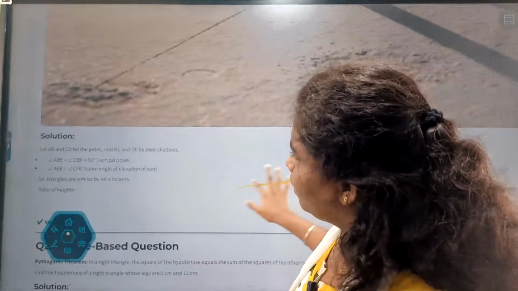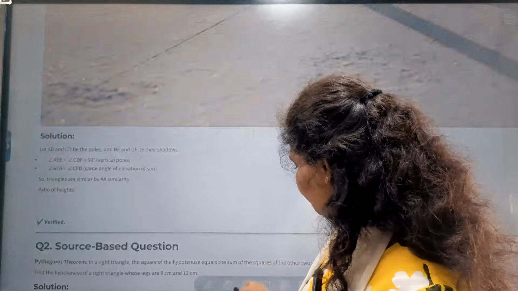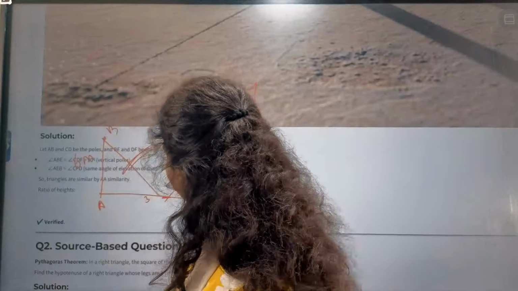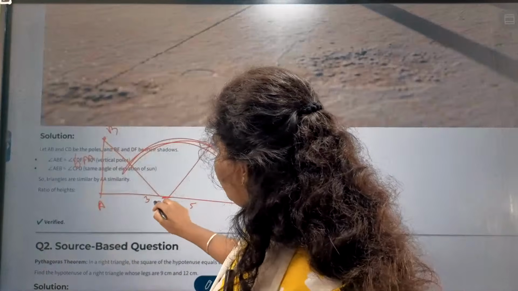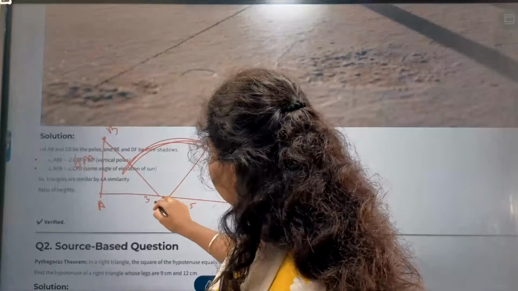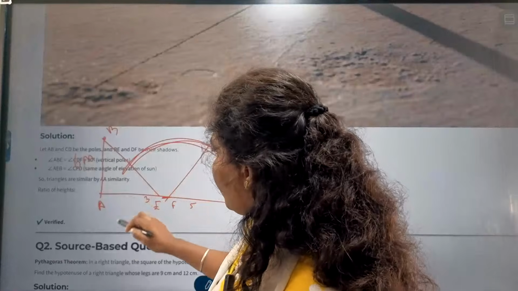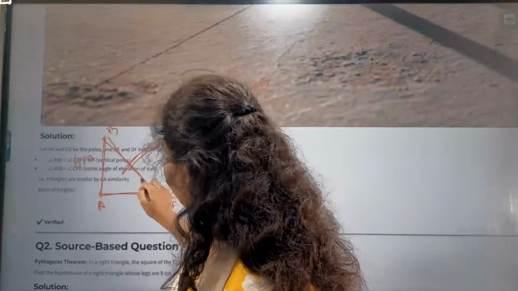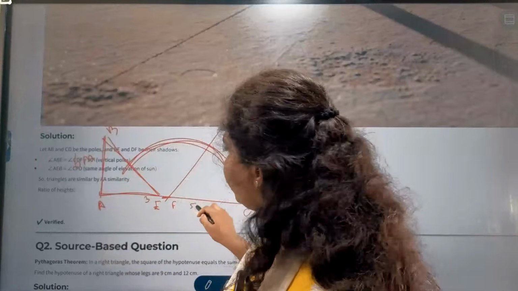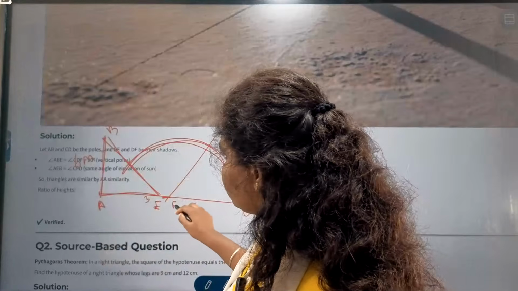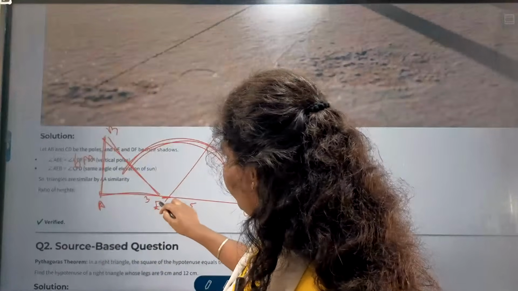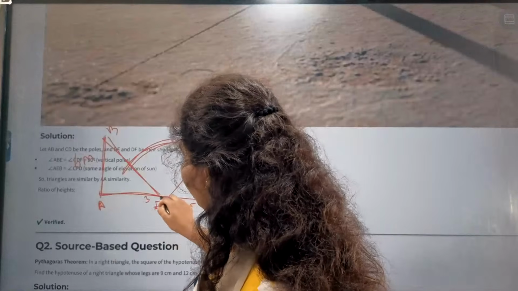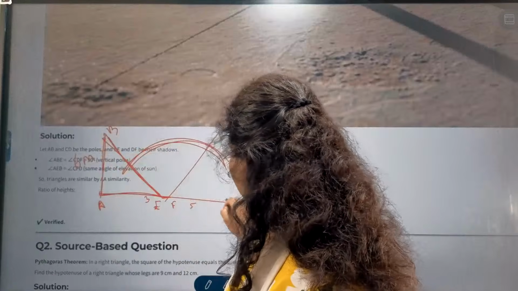See here, they mentioned the poles as A, B, C, D. Here it's B, E shadow and here it's F. And angle ABE is 90 degrees. This is a right angled triangle, AEF. Angle AEB is equal to angle CFD. Yes, angle AEB is equal to angle CED.